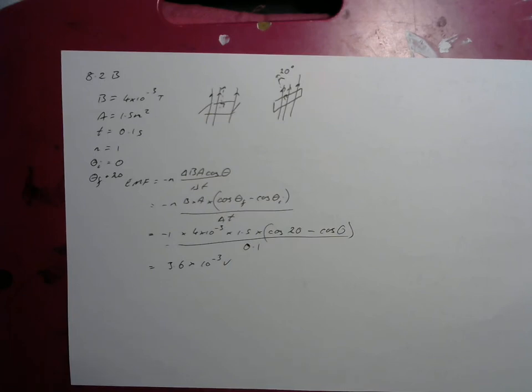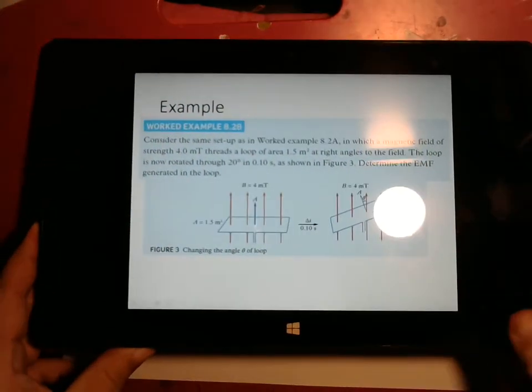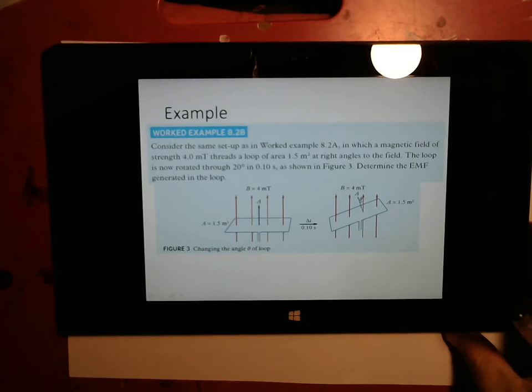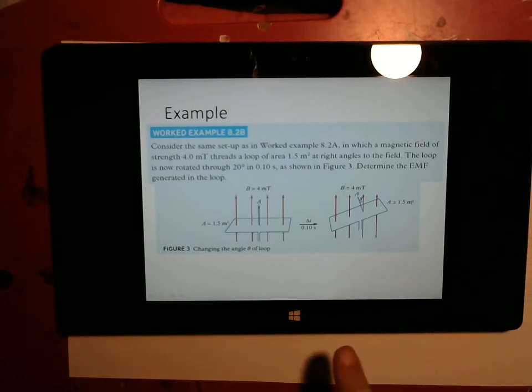And our last one is dealing with a change of area. Let's bring up that question. Oh, I did have the picture in here, I didn't even notice it. Okay, so I didn't have to use my horrible drawing.